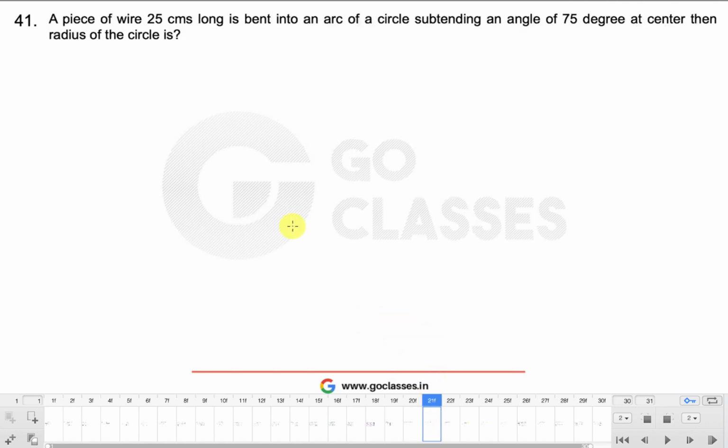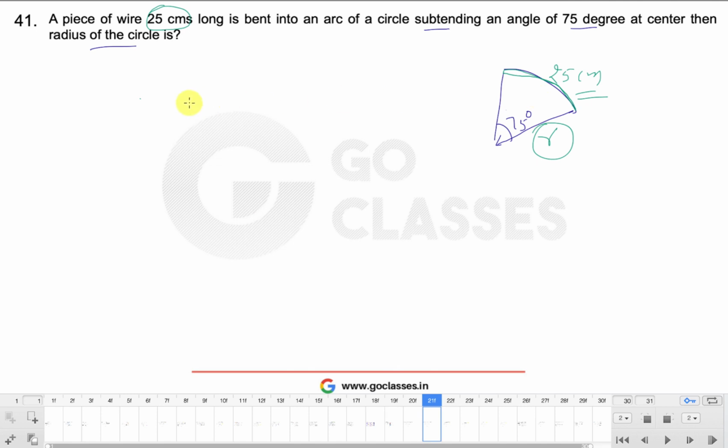Next question. A piece of wire 25 cm long is bent into an arc of a circle subtending an angle of 75 degree. Okay, this is an arc subtending an angle of 75 degree, and I need to find out the radius of the circle. Length of wire is given, 25 cm. It means this length of wire would be 25 cm, right?